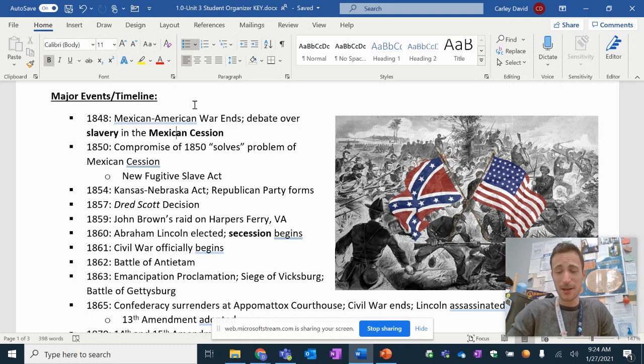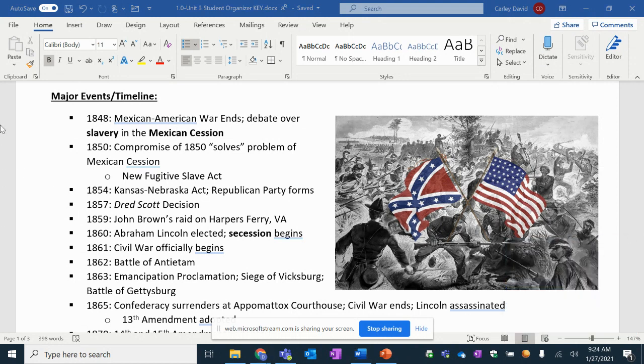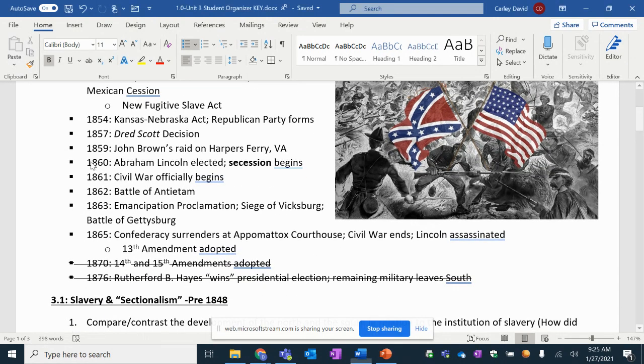So it says right there, the Compromise of 1850 kind of solves the problem of the Mexican cession, although it kicks the can down the road and allows for an agreement. It doesn't really get a lot of the main issues out of the way related to slavery. So the Kansas-Nebraska Act comes in 1854, followed by the Dred Scott decision, John Brown's raid on Harper's Ferry, and then finally the powder keg moment is the election of 1860, where Abraham Lincoln is elected and the secession begins.